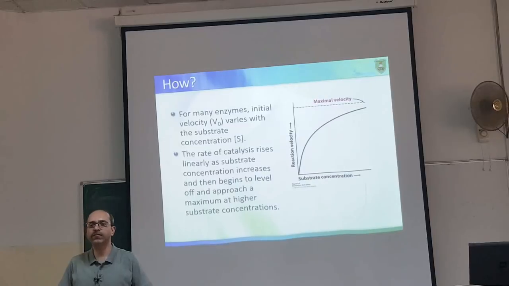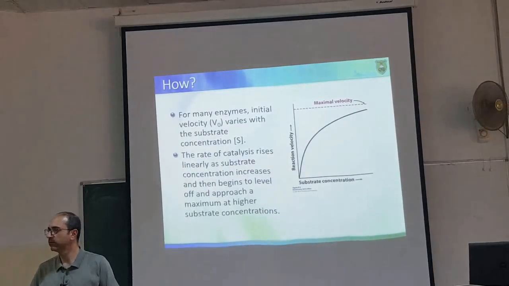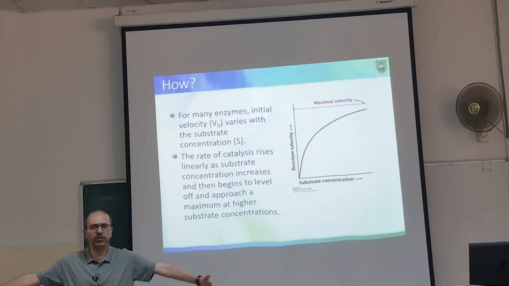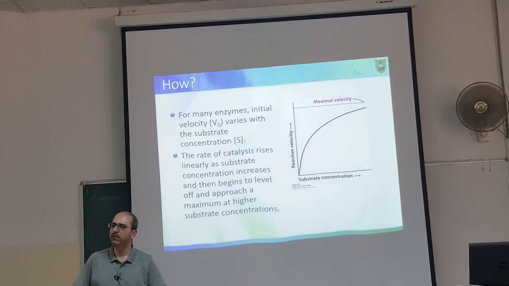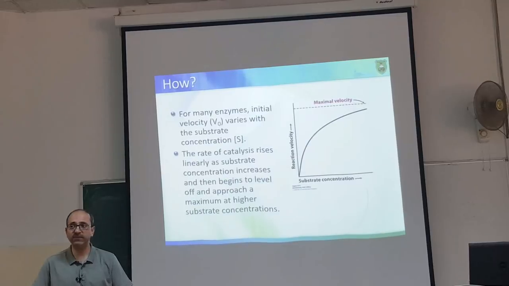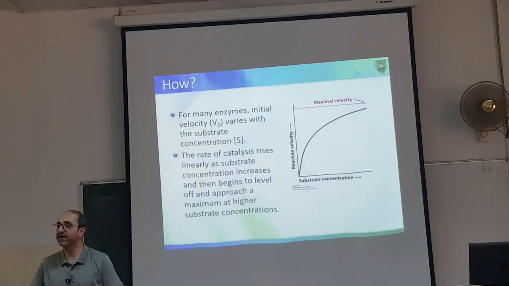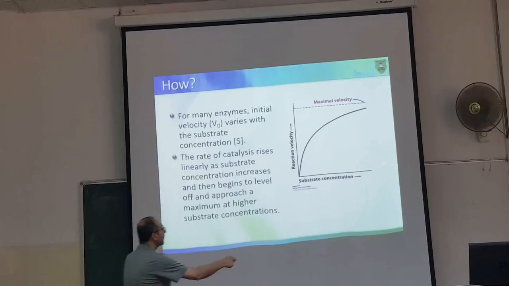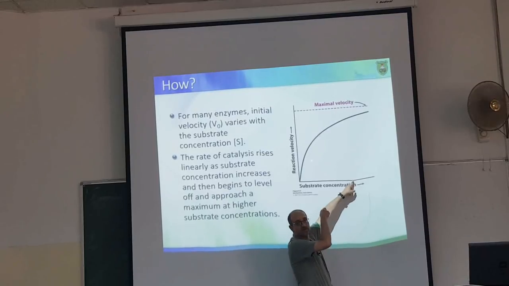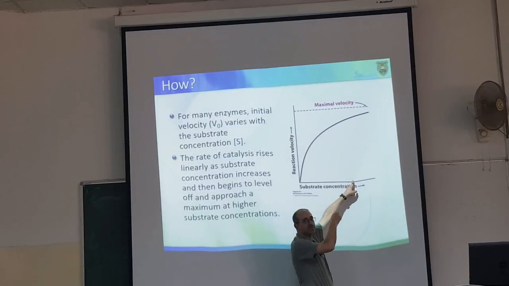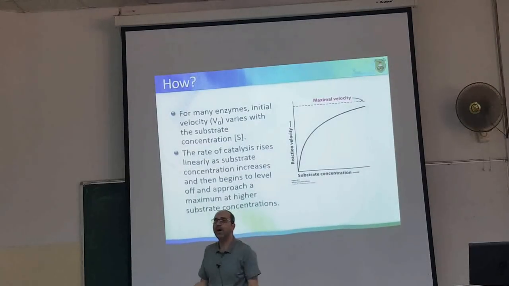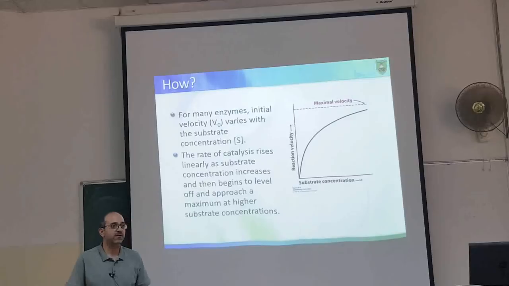Can you go over 200 kilometers per hour? You cannot. Then what does it depend on? It doesn't depend on the street anymore. It depends on the enzyme, on the ability of the enzyme, the catalytic power of the enzyme. So right here, at high substrate concentration, the velocity of the reaction, the rate of the reaction does not depend on the substrate, it depends on the catalytic power efficiency of the enzyme itself.